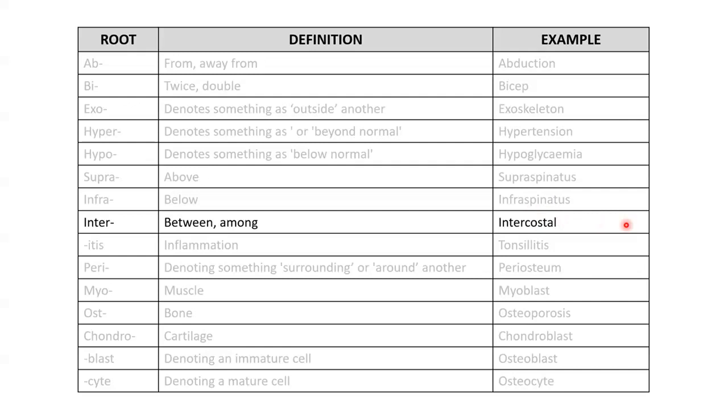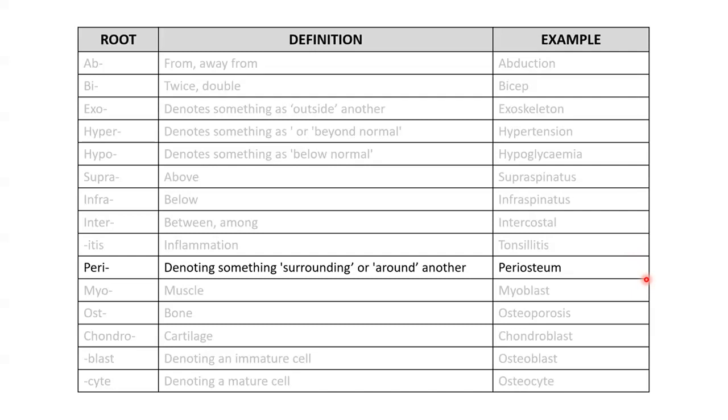Inter means between or among. So the intercostal muscles sit between the ribs. The interventricular septum is a septum, or the bit of tissue, between the two ventricles of the heart. Itis refers to inflammation. So tonsillitis is inflammation of the tonsils. Pericarditis is the inflammation of the membrane that surrounds the heart.